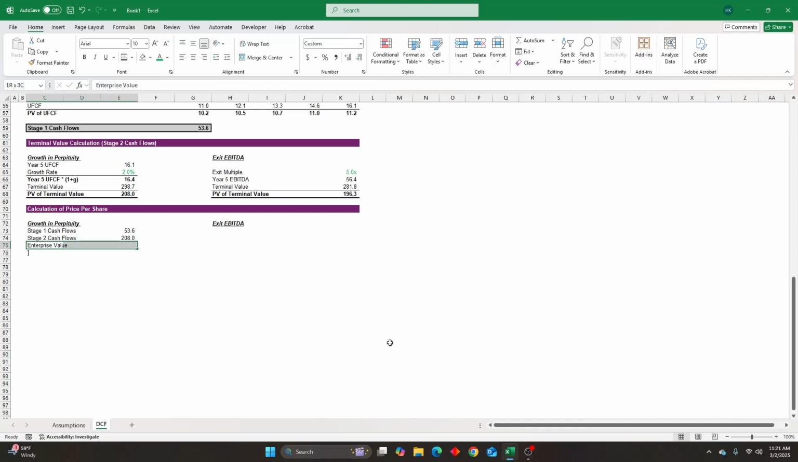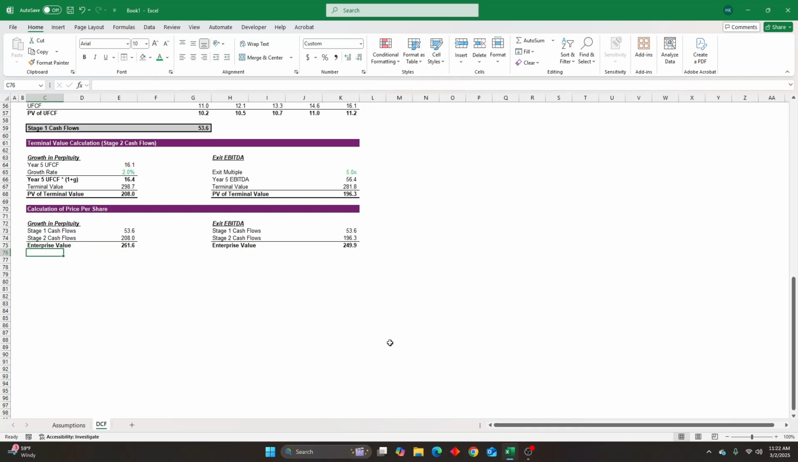So you can think about this as the value of the company in its entirety on both a debt and equity side. It's the debt and equity, the value of the whole company. So we could theoretically stop here, but what we really typically care about is our equity value, and then our equity value per share, or price per share if you were looking at a stock or something like that. So we'll link this over because we're going to want to look at it on both an exit EBITDA basis and also on a growth in perpetuity basis.